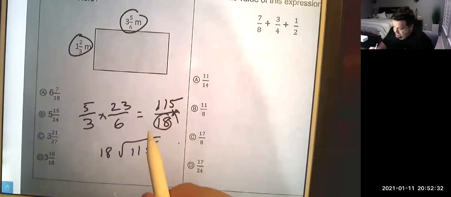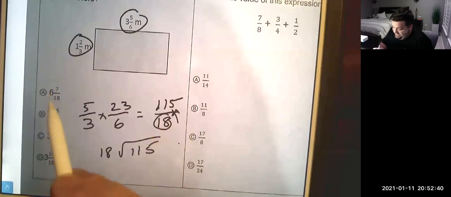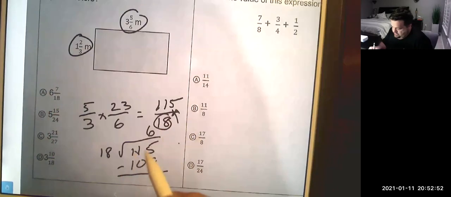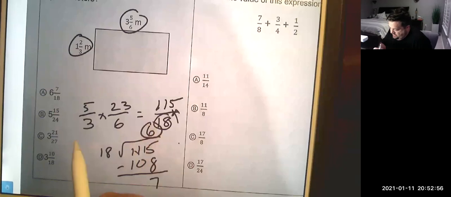And you would get 18. It doesn't go into the 1, doesn't go into the 11. It goes in, let's try. I look over here, it's got to be 6 or 5. So let's try the 6. That would give me 8, carry the 4, 10, regroup 7. That would give me 6 as my whole.